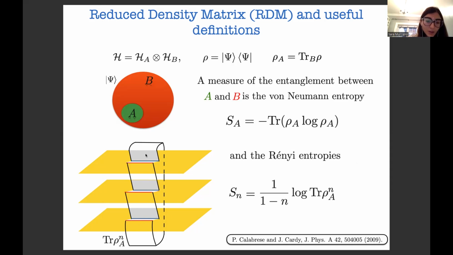Here I have the picture for n equal to 3. Basically, one can consider n identical copies of the system and join them cyclically along the cut that corresponds to the subsystem A by identifying the first with the last one. And if one does an analytic continuation in n of the Renyi entropies to any complex values of n and takes the limit n going to 1, one recovers the von Neumann entropy.